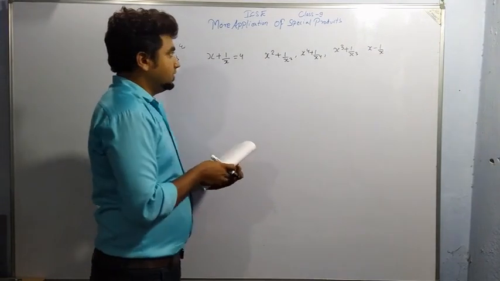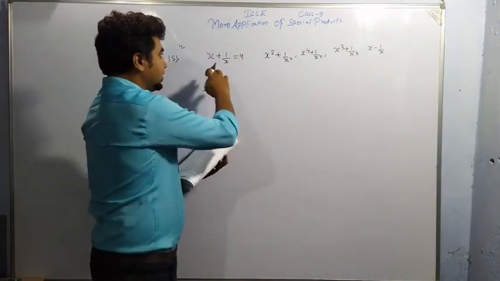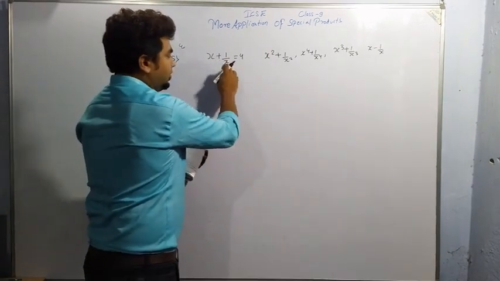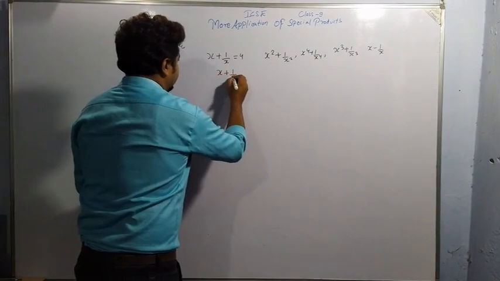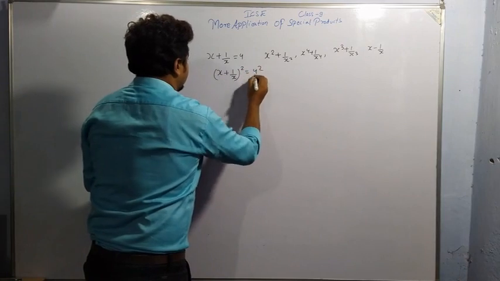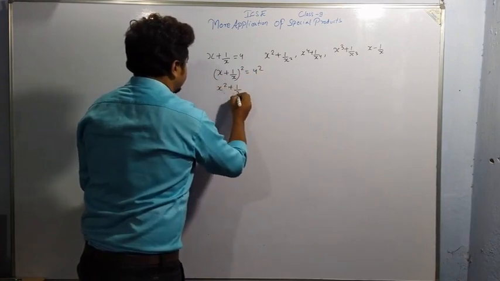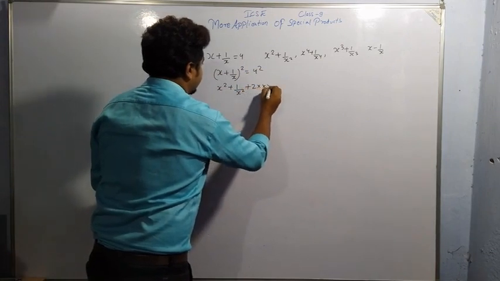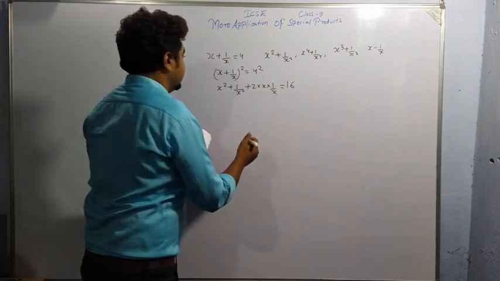So first thing is that we will be squaring both the sides. As we do when a plus b is given, we square both the sides. So here also x plus 1 by x is given, squaring both the sides: x plus 1 by x whole square is equal to 4 square. So from here we are getting x square plus 1 by x square plus 2 into x into 1 by x equal to 4 square, which is 16.